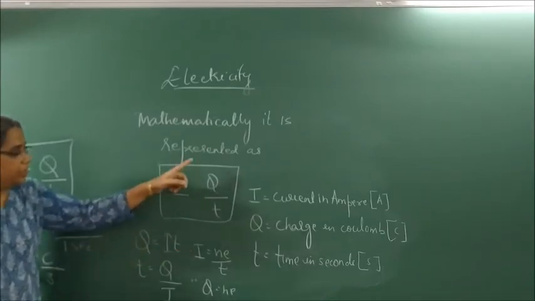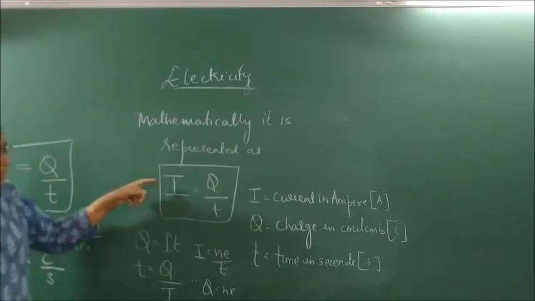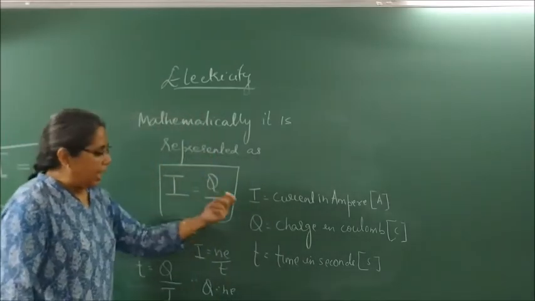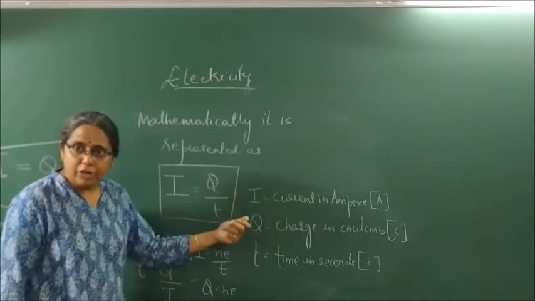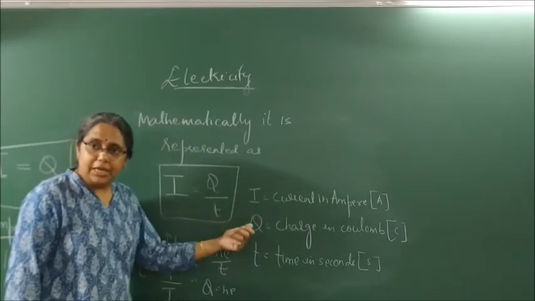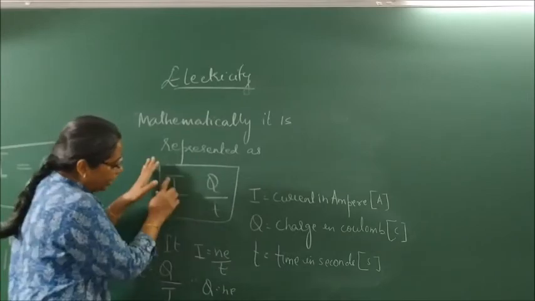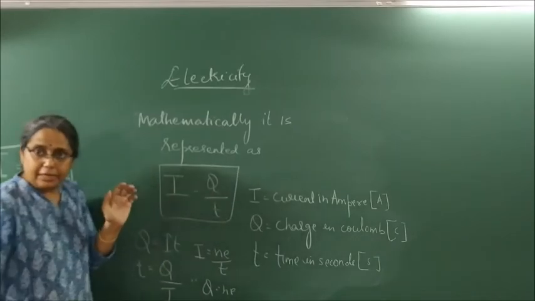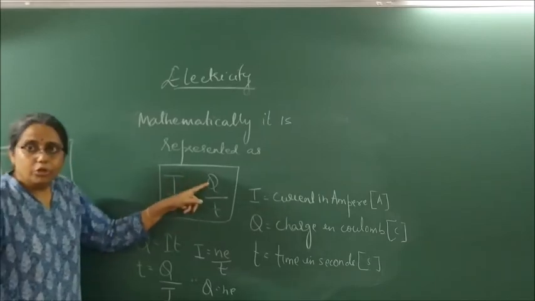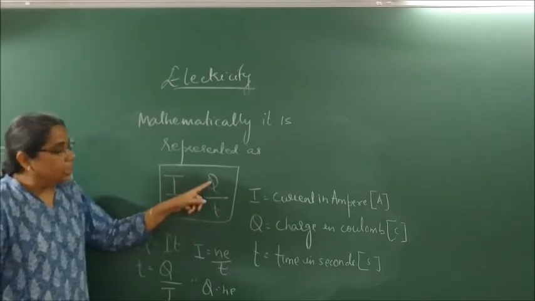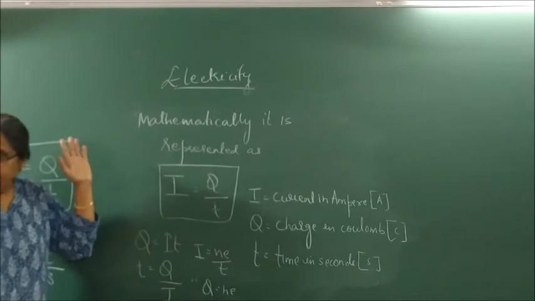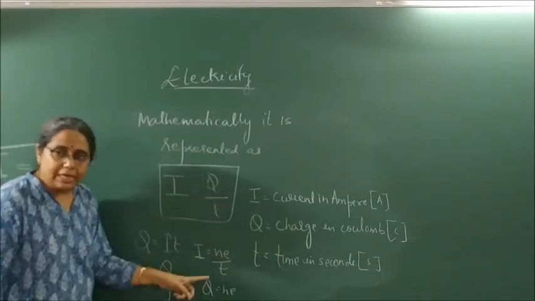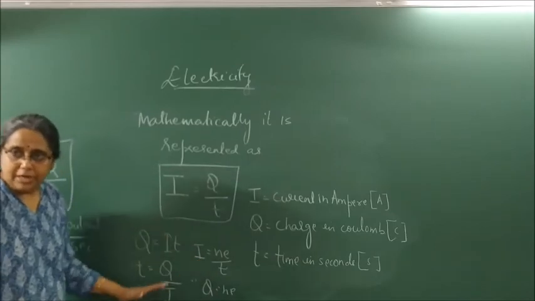Okay? So from this formula I get I is equal to Q by T, where I is current in ampere, Q is charge in coulombs, T is time in seconds. So if I is equal to Q by T, Q is equal to what? IT. T is equal to what? Q by I. What is Q equal to? NE, in the first equation wherever we studied. So I is equal to NE by T. Please write.